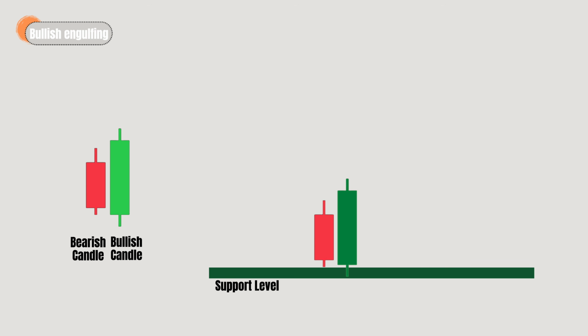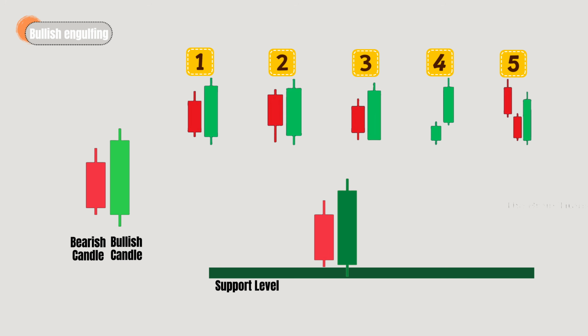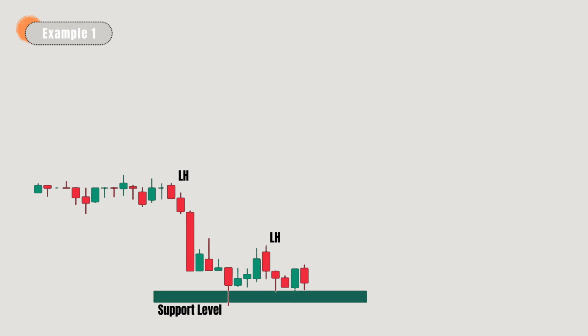Sometimes the closing price of the red candle and the opening price of the green candle may look like these. Despite these variations, such patterns are still considered bullish engulfing patterns. On the chart, the price creates a lower high pattern during a bearish trend, forming a support area at the bottom and a triangle pattern.